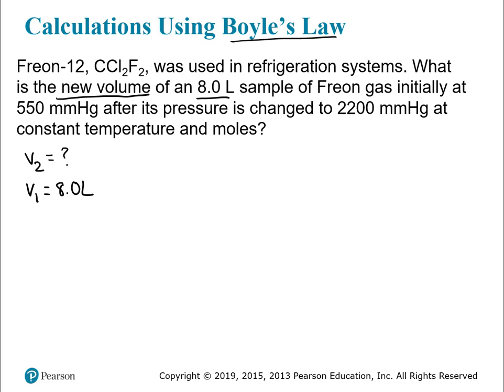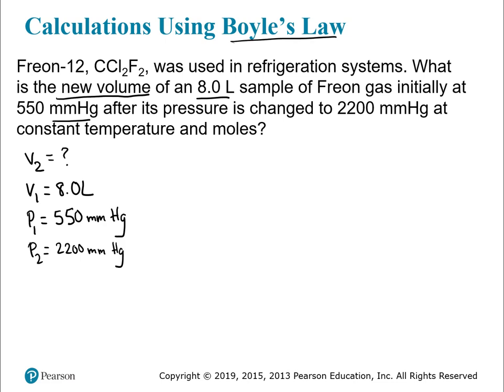So we've got an 8-liter sample of Freon gas initially at 550 millimeters of mercury. Initially at tells you P1, and millimeters of mercury is a pressure. After its pressure is changed, P2, to 2200 millimeters of mercury. At constant temperature and moles. So these are all the variables that we have. And again, notice how I use the units and the wording of the problem to figure out V1, V2, P1, and P2.